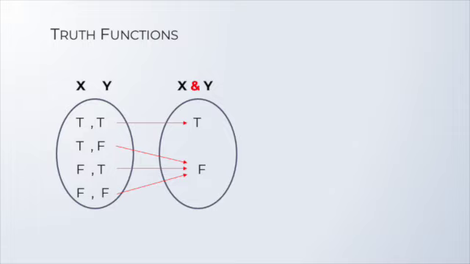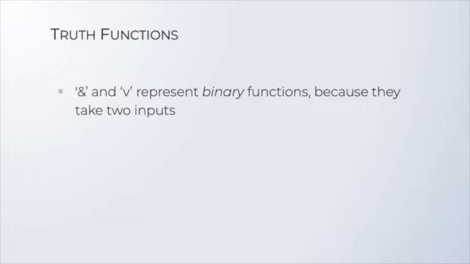The same applies to the disjunction symbol, as defined by the truth table. The combination false-false is mapped to the truth value false, and all the other combinations are assigned true. Disjunction and conjunction are what we call binary functions, because they take two inputs.